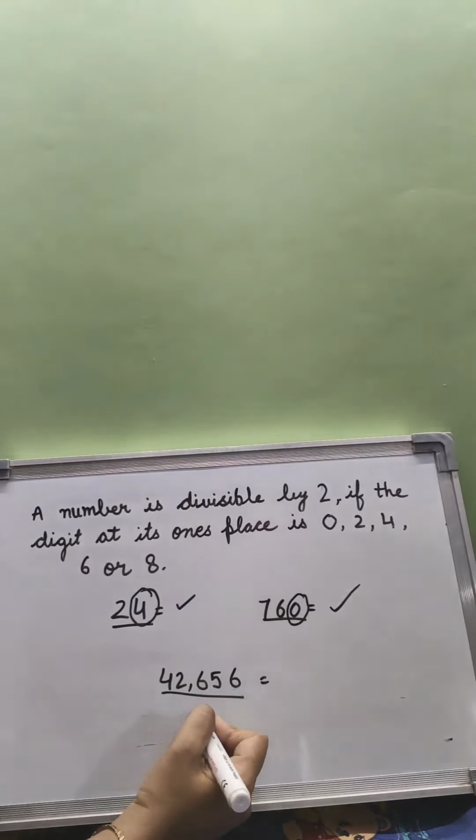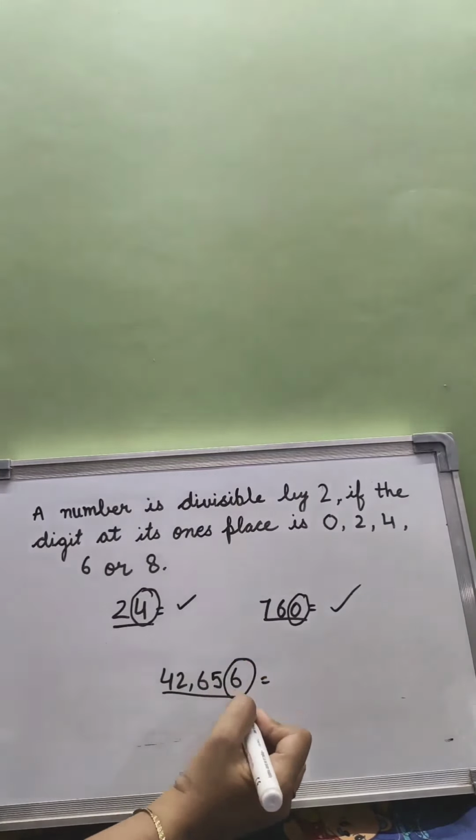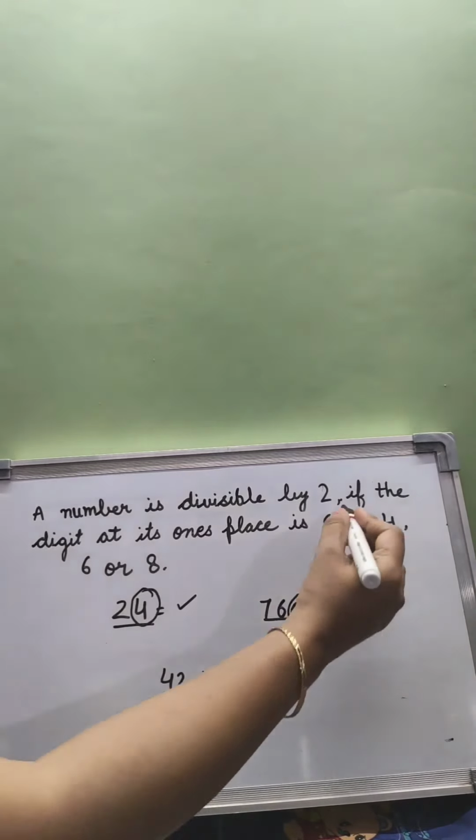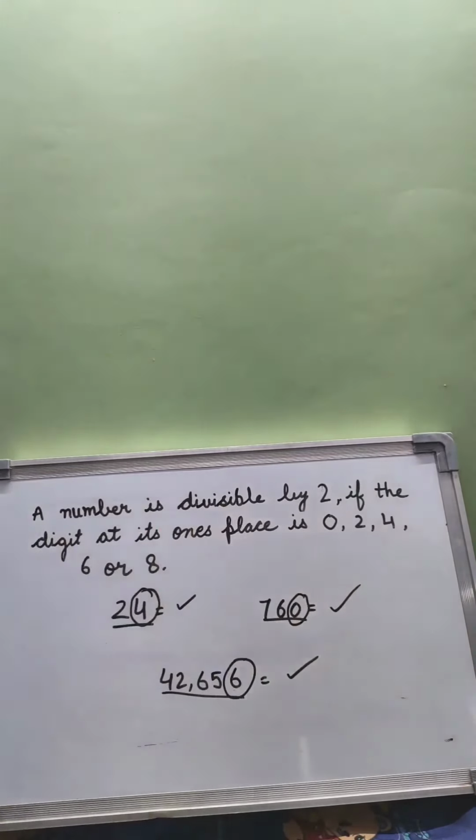This is a bigger number. At the ones place we have 6, which is again an even number, so that means it is divisible by 2.